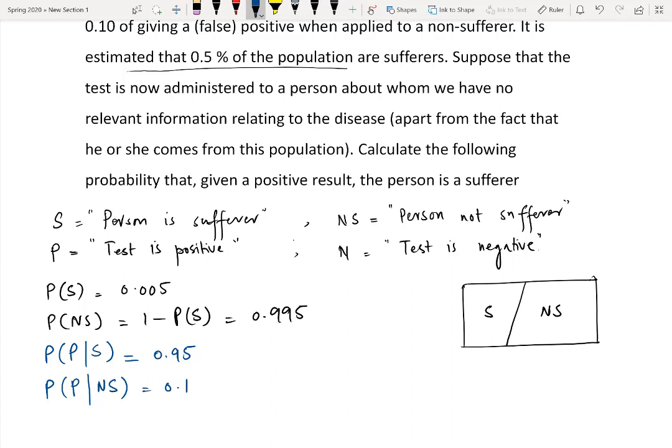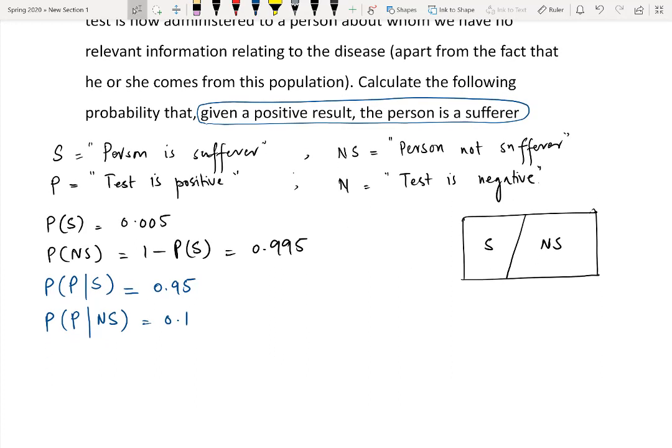Now what probability do we need to compute? This is the most important thing. Calculate the following probability: given a positive test result, the person is a sufferer. So given a positive result, we have to compute the probability that the person is a sufferer given the result is positive. Now we can see that we are going to compute the probability of an a priori event after the occurrence of another event, and that event is that the result is positive.